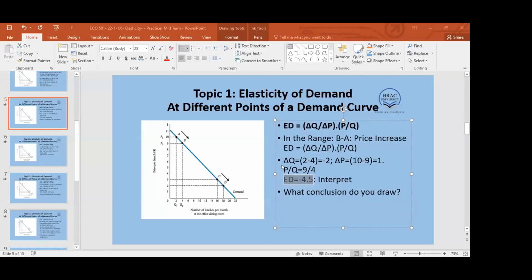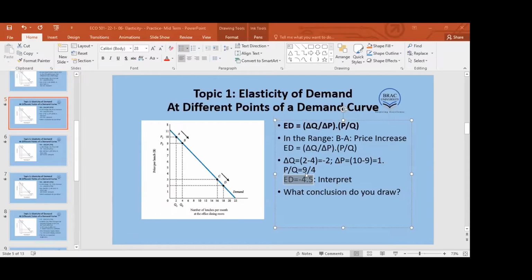Yes, sir. Some people are not following, it seems. Okay, let's see it again. We are moving from B to A. Elasticity of demand is 4.5. That means if price increases by 1 taka or $1 or whatever, demand falls by 4.5 units. That means people will buy much less than before if the price goes up.